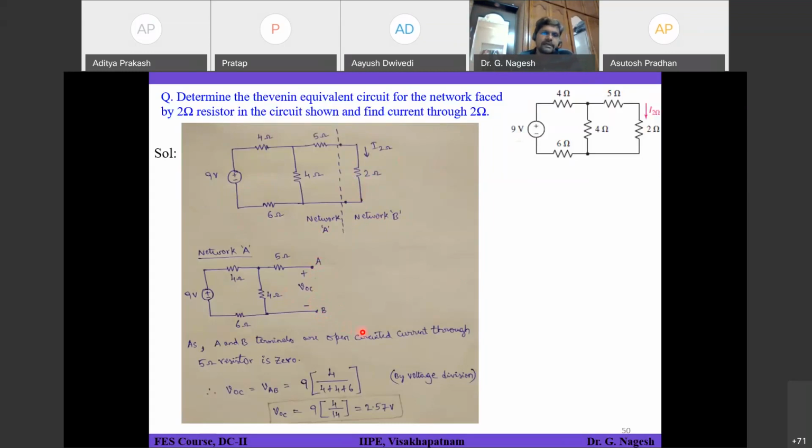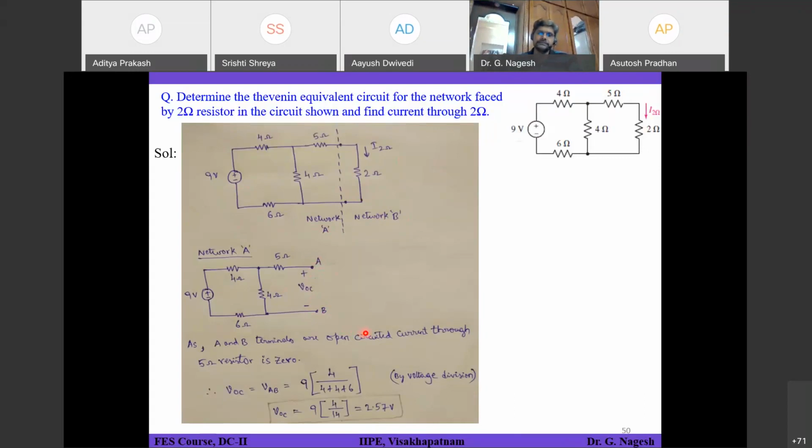Can anyone say what will be the value of VOC? The voltage division. Calculating the current in the 4, 6 resistance branch, then multiplying that branch current with the 4 ohm resistance.